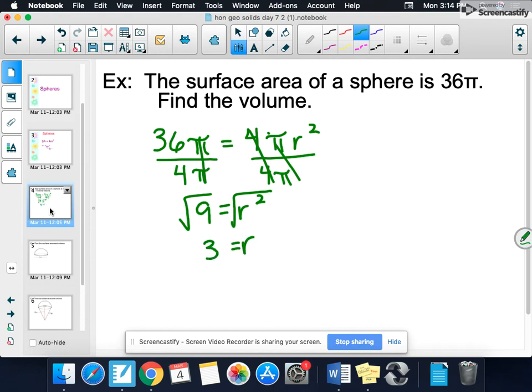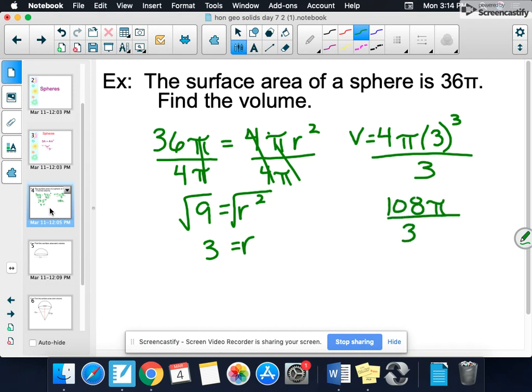Then I need to plug into the volume formula. So for volume, it's 4 pi r cubed over 3, so 3 cubed over 3. So 3 cubed is 27 times 4. We get 108 pi, and then divide by 3. So it actually comes out to be 36 pi for the volume as well.